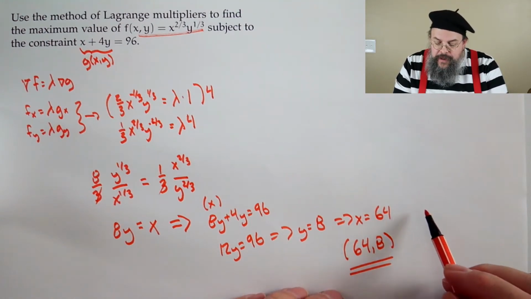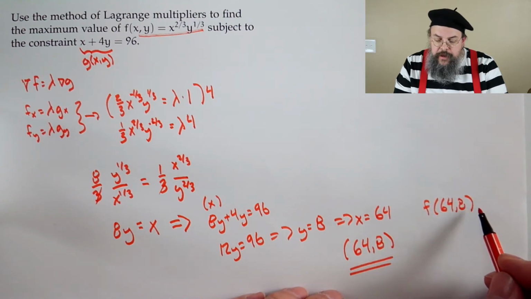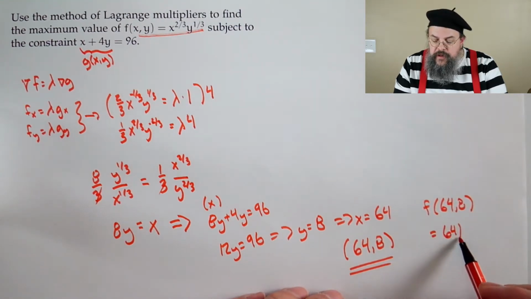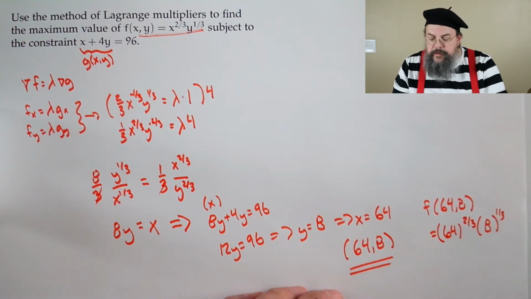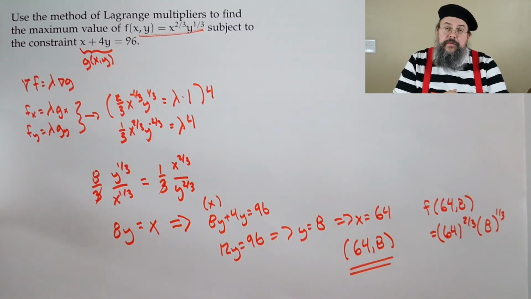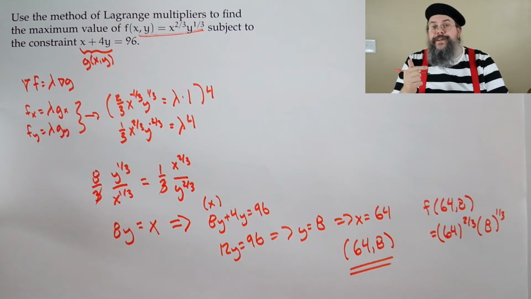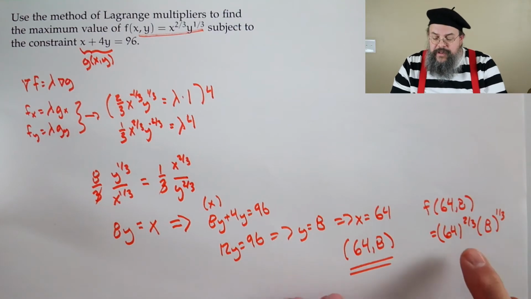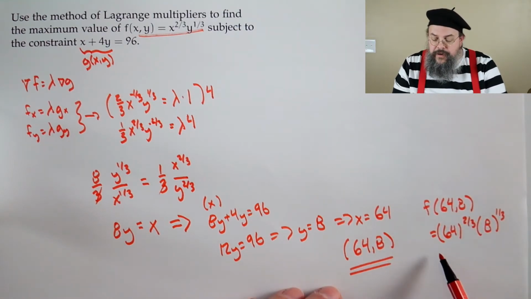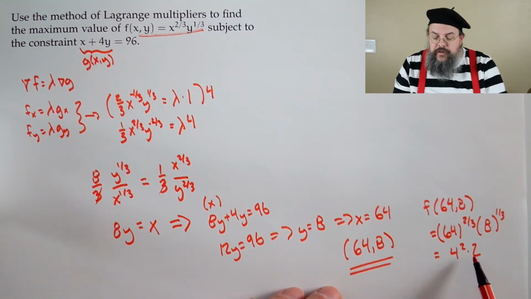So we now plug in f of 64 comma 8. Well, that would be 64 to the 2/3 times 8 to the 1/3. And now we just have to be careful. The cube root of 8 is 2. The cube root of 64 is 4. But think of this as the cube root squared. So it can be written as 4 squared times 2. Well, 16 times 2 gets us up to 32.